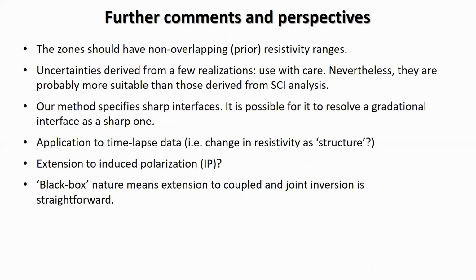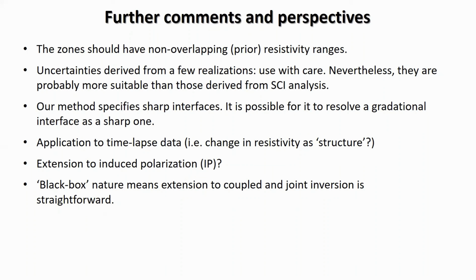We specify sharp interfaces, and so it's possible for it to resolve a gradational interface as a sharp one. So we need to think about this when we perform this kind of inversion. We're enforcing a sharp interface, but it might be in the real problem that there's more of a gradual interface. And an obvious one would be a water table boundary in a fine textured soil would not be expected to have a sharp interface, but we are going to enforce a sharp interface with this kind of solution.